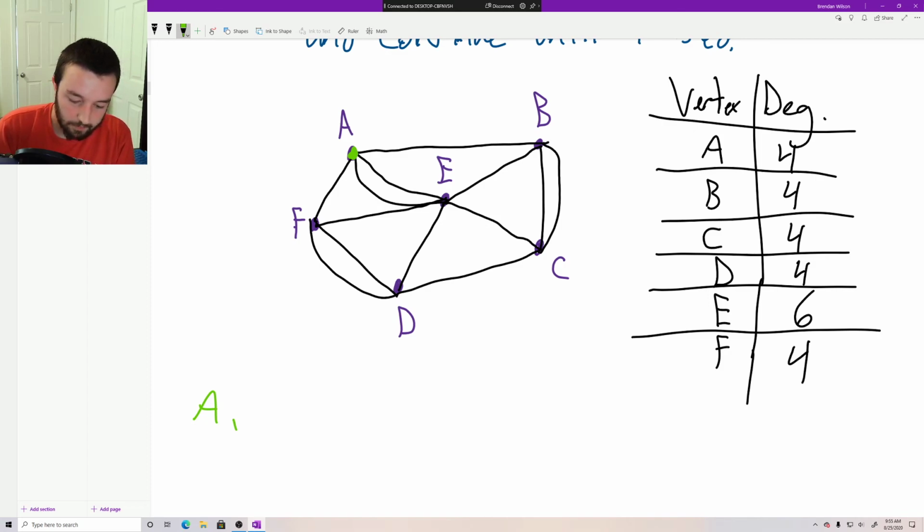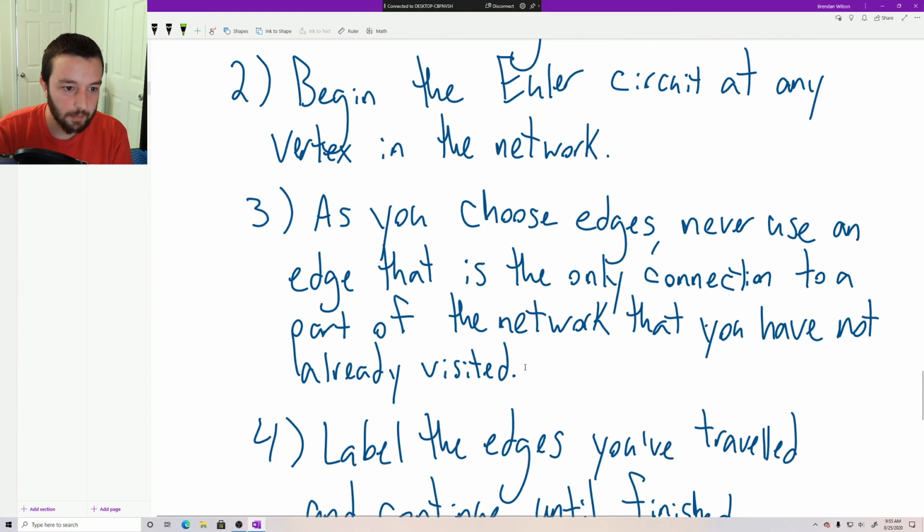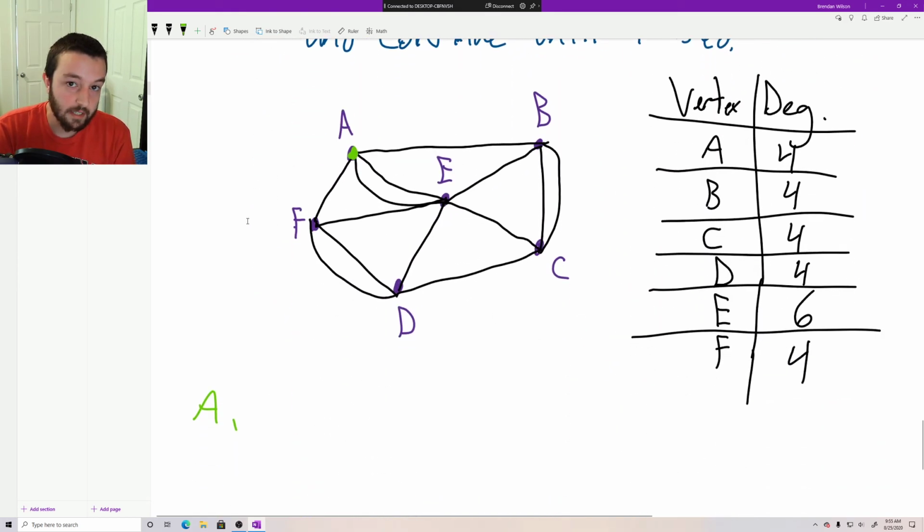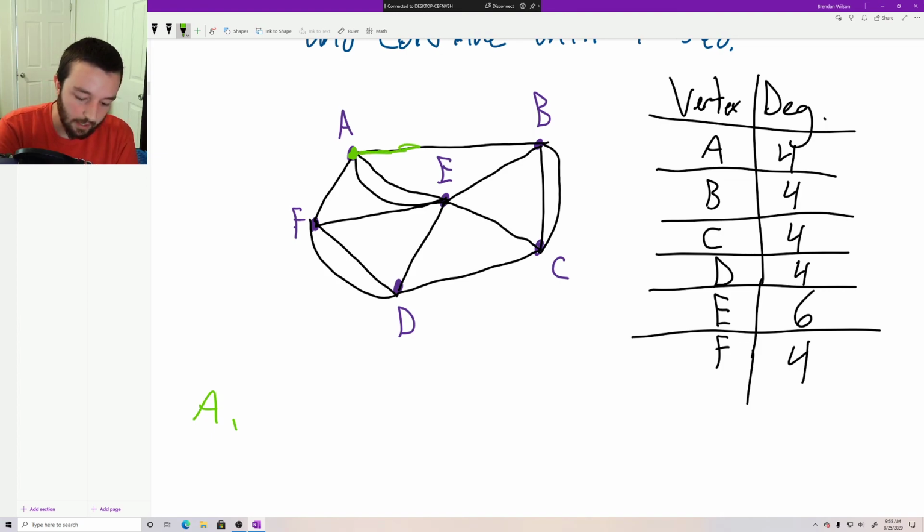So where should we go? All we have to think about here is step 3. As we choose edges, never use an edge that is the only connection to a part of the network that you haven't already visited. We haven't visited anything, so it doesn't really matter. None of these are the only connection to a part of the graph, because there's lots of connections to all these parts. They all have pretty high degrees.